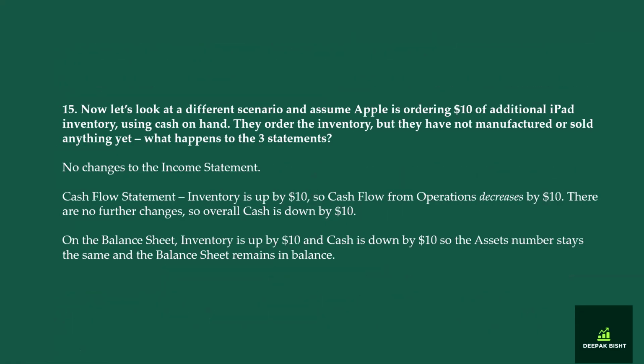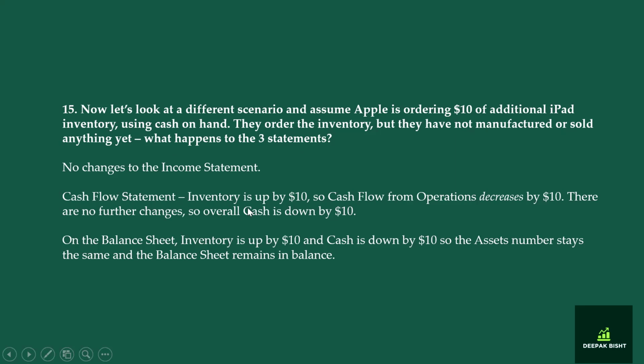Now let's look at a different scenario and assume Apple is ordering $10 worth of additional iPad inventory using cash on hand. They order the inventory, but have not manufactured or sold anything. What happens in the three statements? As we discussed previously, unless we manufacture and sell it, we will not record anything on the income statement.